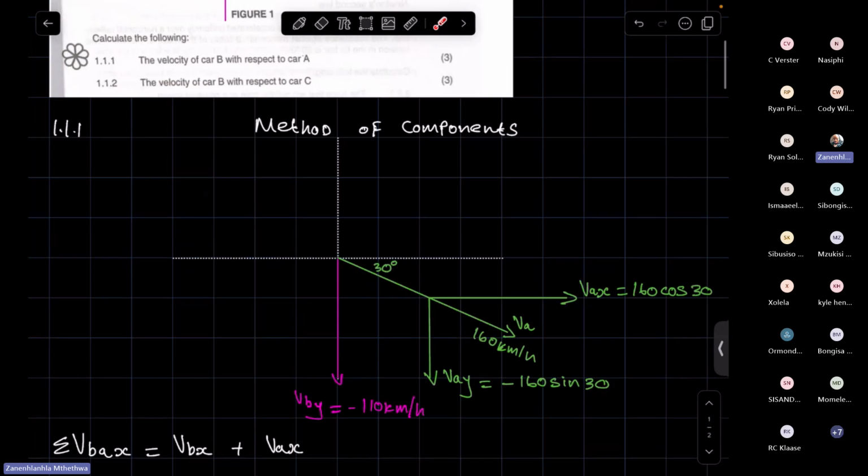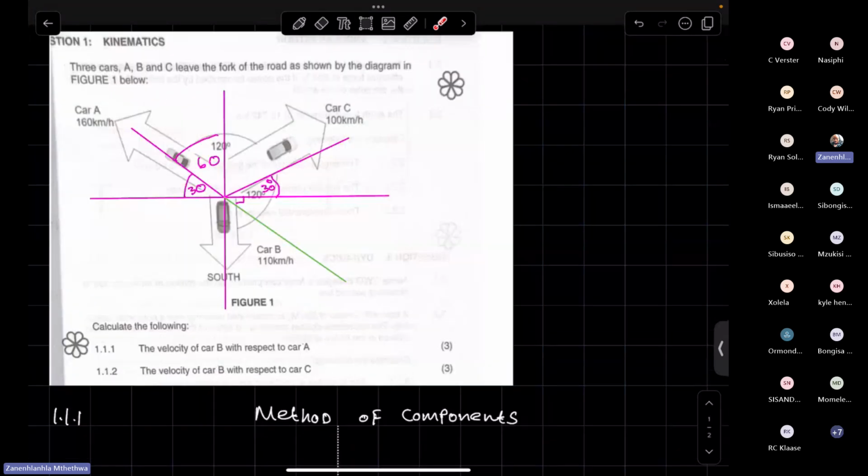All righty then. So I'll be sending this document in the group. You guys are now going to attempt 1.1.2 using both the method of components as well as the parallelogram method. The answers you get, you know by now, must be the same. I'm also going to send you past exam questions, which you are going to use as your study packs. You're going to attempt any and all questions that you come across based on relative velocity tomorrow.